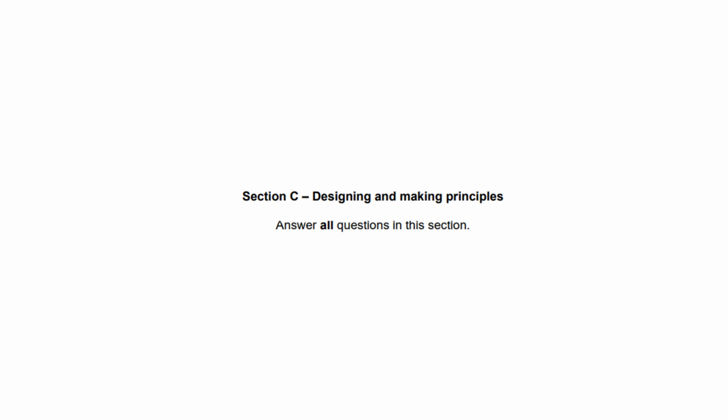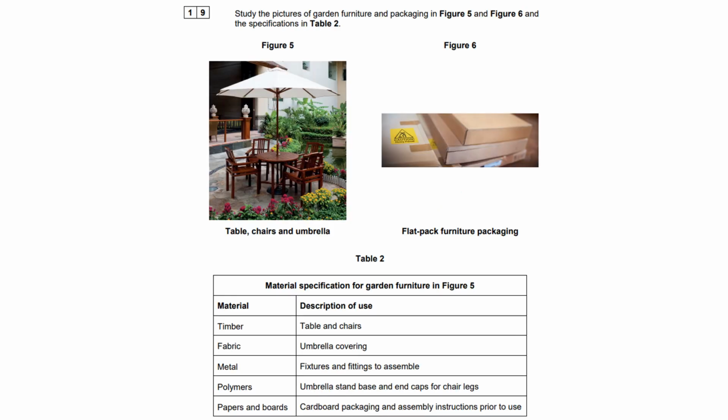So it looks at things like research, analysing that research, writing a specification, coming up with ideas, iterating those ideas into new ideas, testing how you're going to make your ideas, modelling them, and then planning the making of them, and design communication. So this is where we'll see the drawing questions. Section C usually, although not always, but usually begins with a product analysis question, which in a lot of cases just involves some common sense.